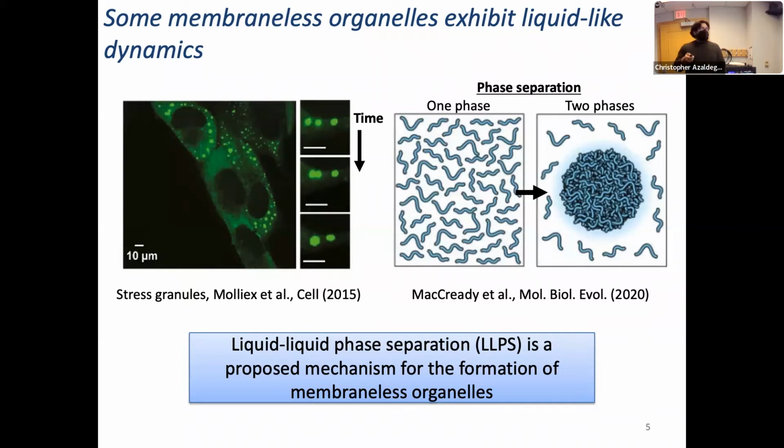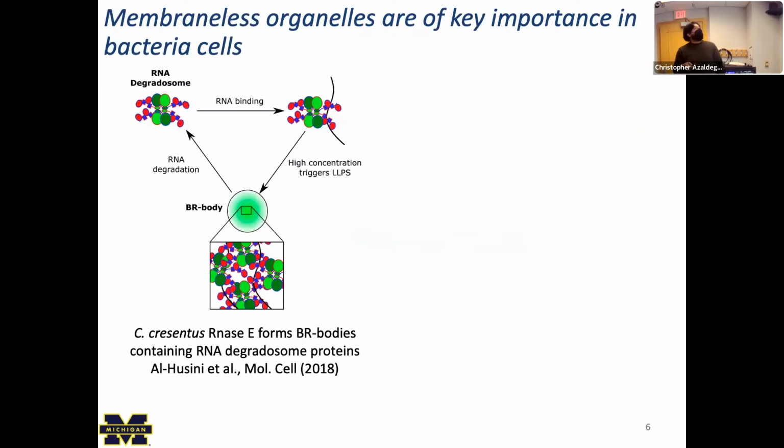So far I've introduced membraneless organelles in eukaryotic systems, but like I mentioned earlier, we're interested in bacteria. And these membraneless organelles are also present in bacterial cells, and they're of high importance. For example, one of the earlier findings of these compartments inside of bacteria was something called a BR body, which is composed of the RNA degrading system, the RNA degradosome, and all these proteins are able to bind RNA, which triggers this phase transition into the BR body, a condensate that exists inside of the cell.